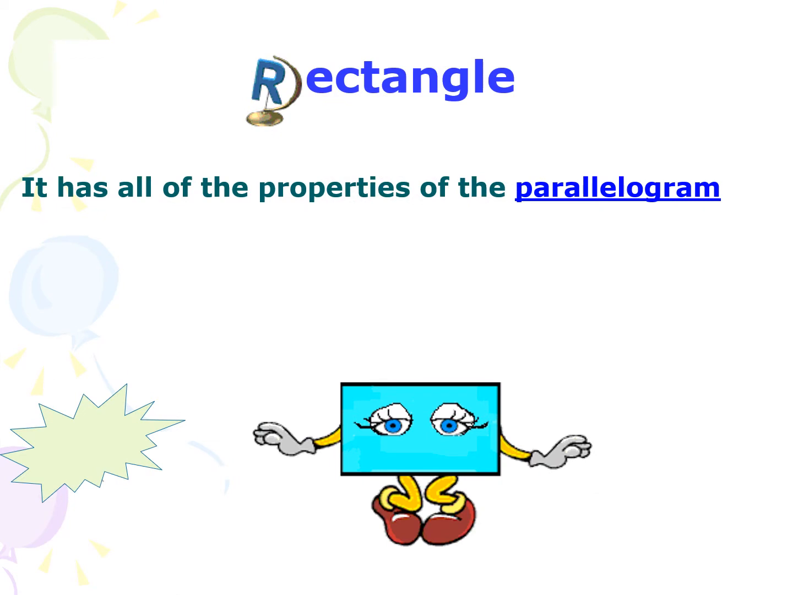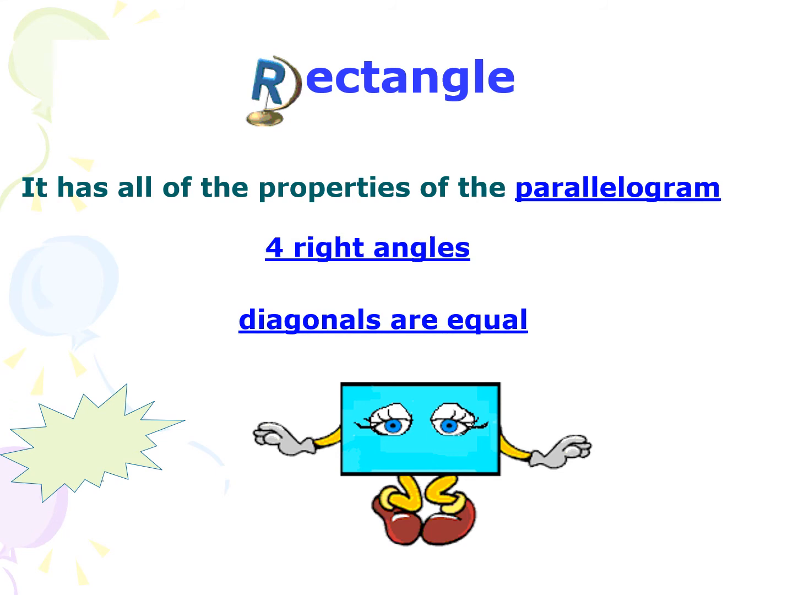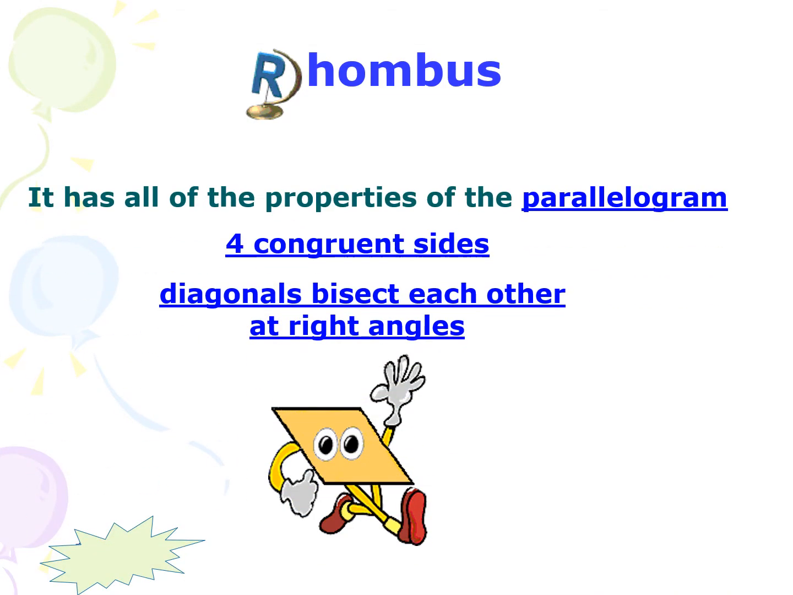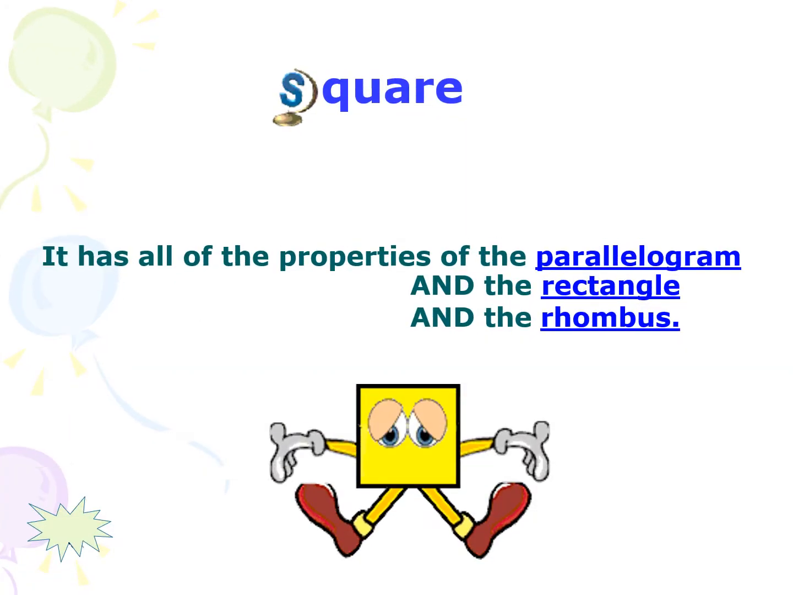Next specific quadrilateral is a rectangle. A parallelogram is said to be a rectangle if all the four angles are right angles and the diagonals are equal. Next is the rhombus. It has all the properties of the parallelogram. Four congruent sides, and the diagonals bisect each other at right angles. This is one of the important properties of a rhombus.